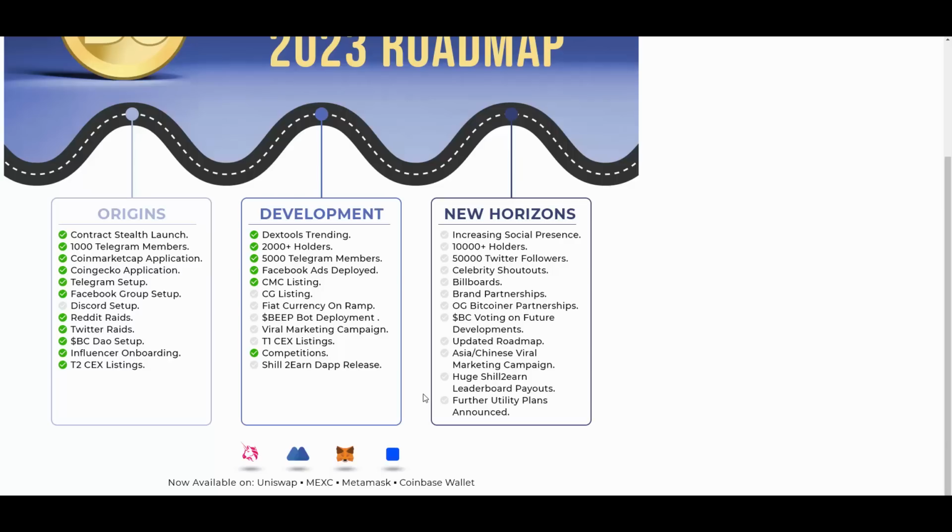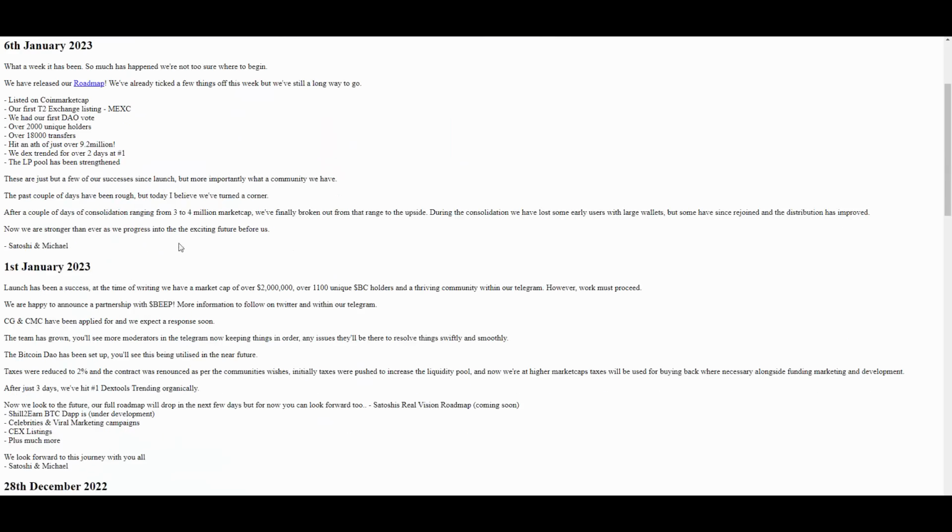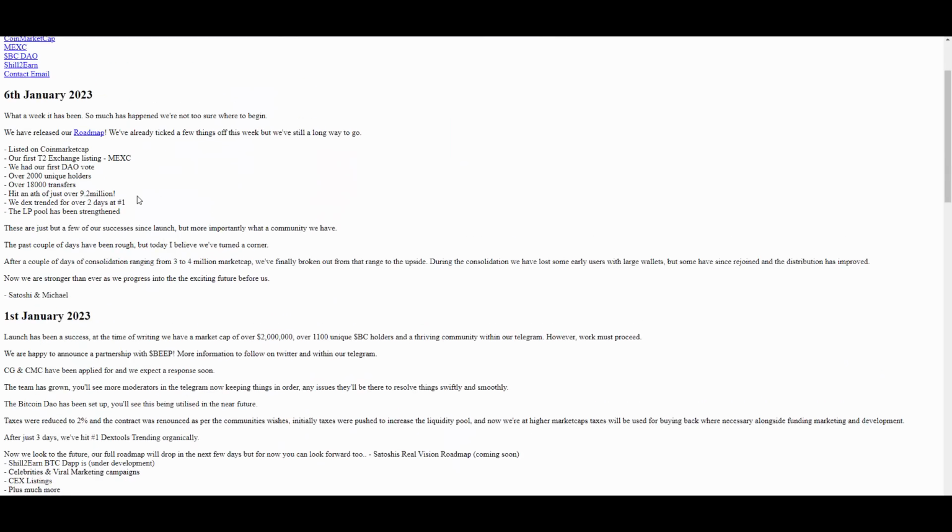Brand partnerships, OG Bitcoiner partnerships, BC voting on future developments, updated roadmap, Asia Chinese viral marketing campaign, and you know that these markets can really pump the stock. So yeah, huge shield to earn leaderboard payouts and further utility plans announced. So let's dive back to the website for a second before we go further.